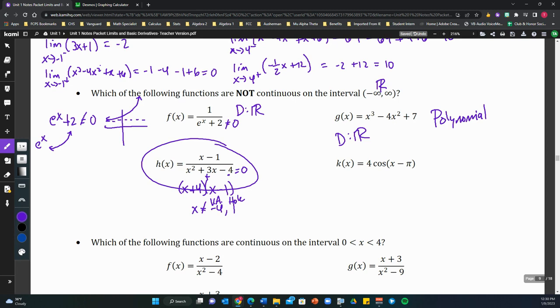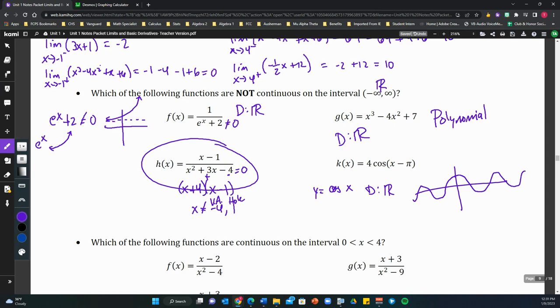Now we didn't get to it, but just to explore, k of x equals 4 cosine of x minus pi. This is a transformation as well, similar to how the first function was a transformation. So the parent function y equals cosine of x is a well-behaved function, has a domain of all reals, starts at 1 and goes down. There's our wave and then backwards. So that's the parent function.